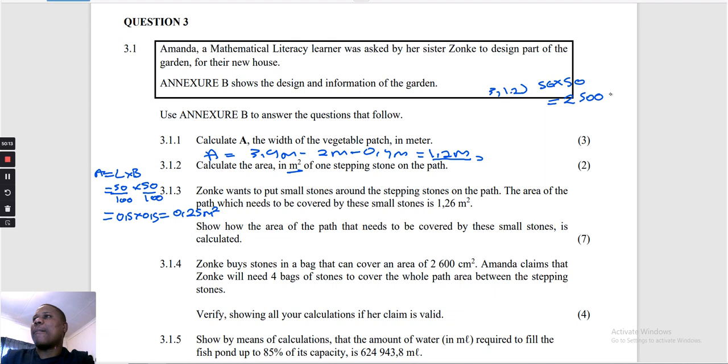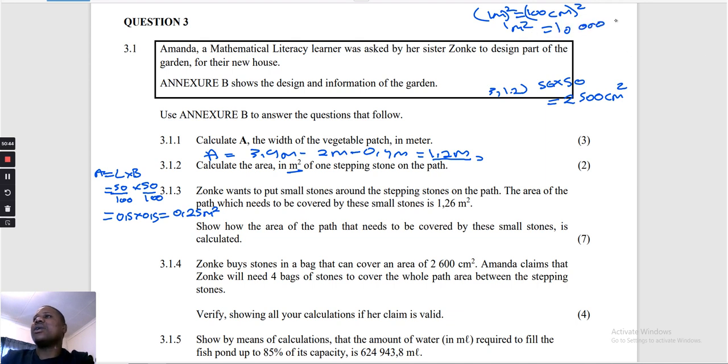2500, but centimeter squared. So how do we convert the centimeter squared into the meter squared? Remember, 1 meter is equals to 100 centimeters. Now, because they want the squared, we're going to square each side here. So 1 meter squared is equals to 100 to the power 2, which is equals to 10,000.